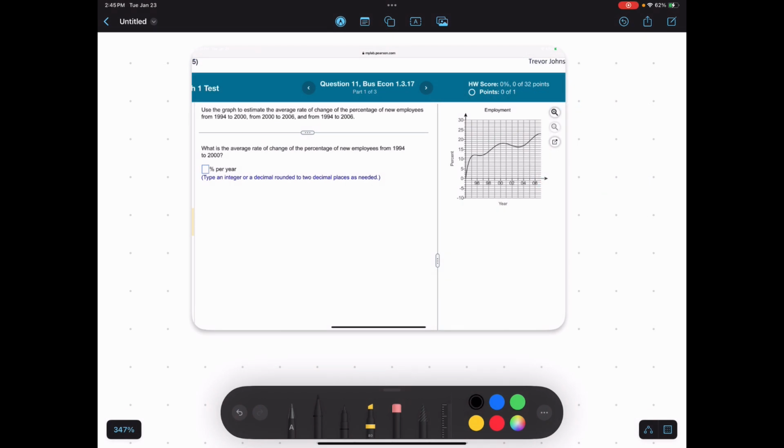Okay, next I want to look at problem number 11. So the very next problem. Okay, so number 11, now we get into average rate of change. Okay, the reason why I want to talk about this one is in order to be able to answer this problem, you have to be able to take a close look at the graph.